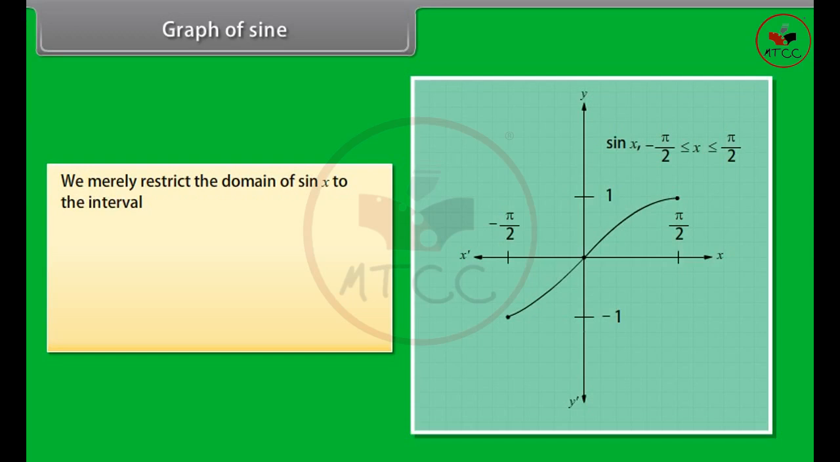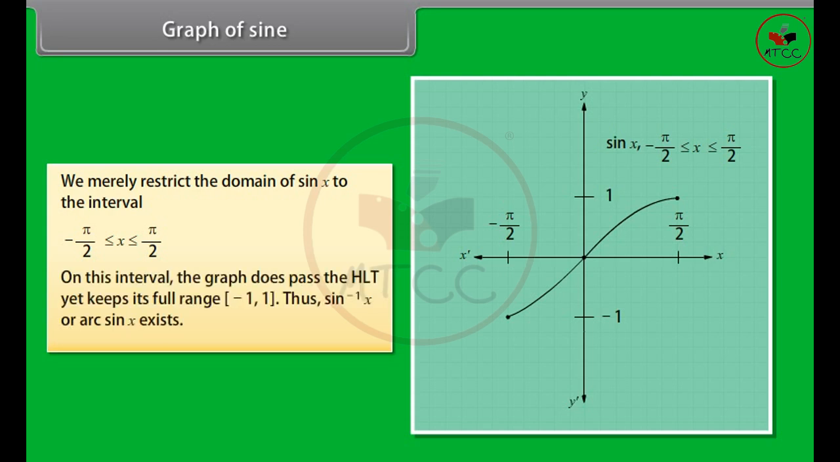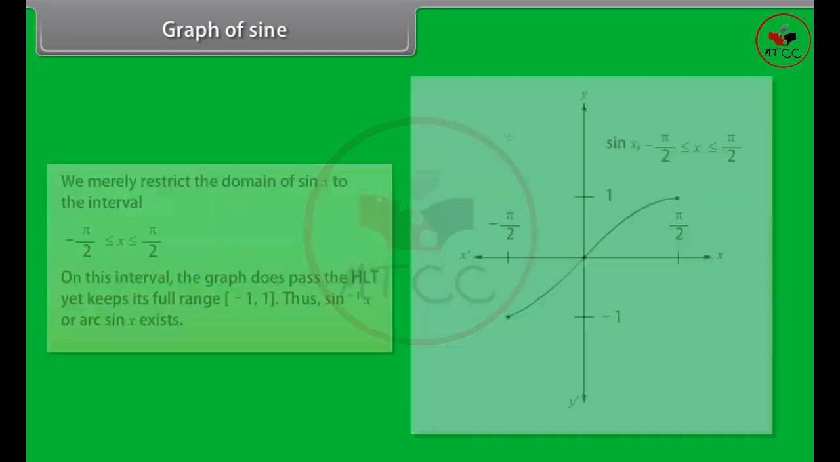Easily, we merely restrict the domain of sin x to the interval minus pi by 2 less than or equal to x less than or equal to pi by 2. On this interval, the graph does pass the HLT, yet keeps its full range minus 1 to 1. Thus, sin inverse x or arc sin x exists. This is not the graph of sin inverse x. It is merely the part of the sin x function that is used to graph the inverse sine function.